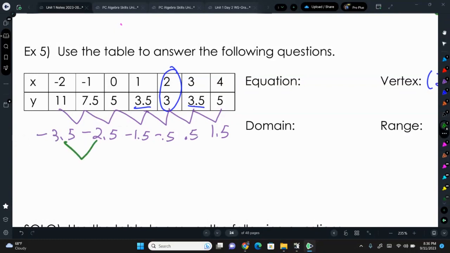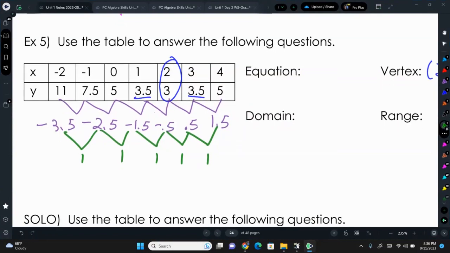And then our second difference, and you can start anywhere you want. Some people say, okay, 1.5 minus 0.5 is 1. 0.5 minus negative 0.5 is 1, just so that they can see that our second differences are all 1 if you were to do the subtraction. So the a value is 1 over 2, or 1/2.